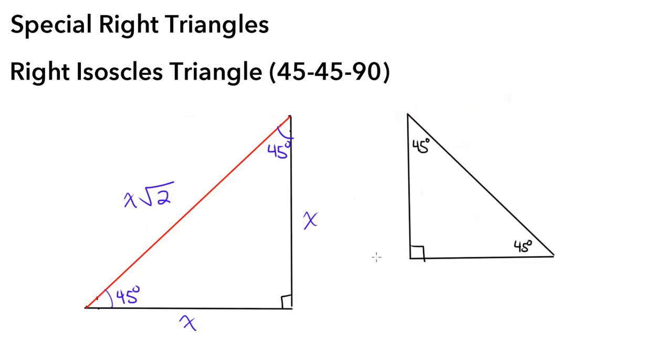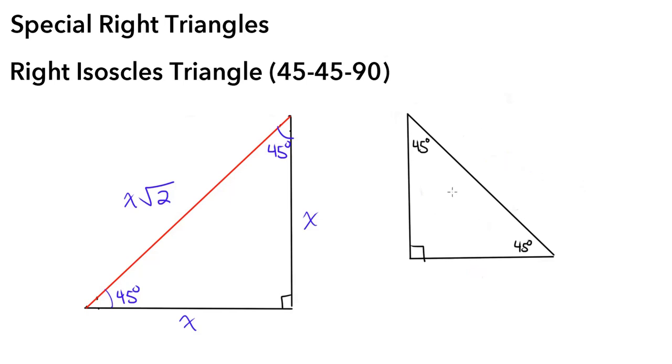So for example, if I have this right isosceles triangle here, and I know that one leg measures 5 units, I know that the other leg also measures 5 units, and that the hypotenuse measures x times radical 2, so 5 radical 2 units.